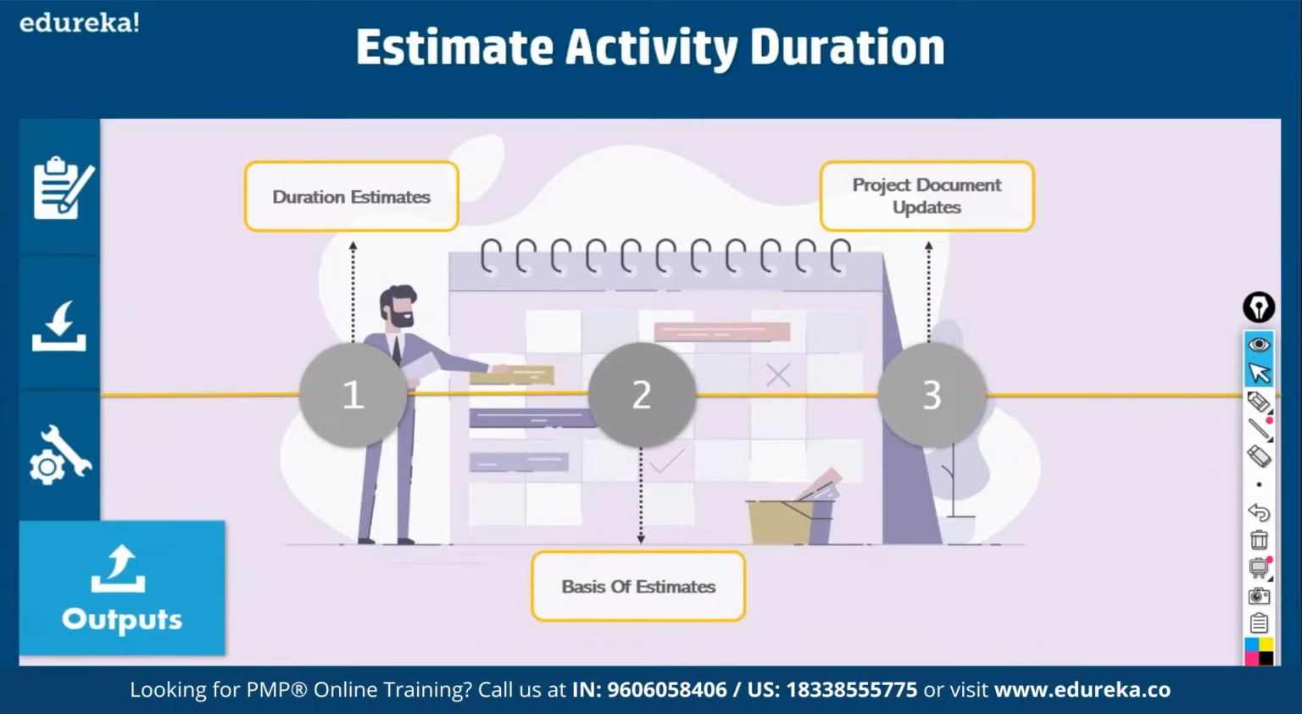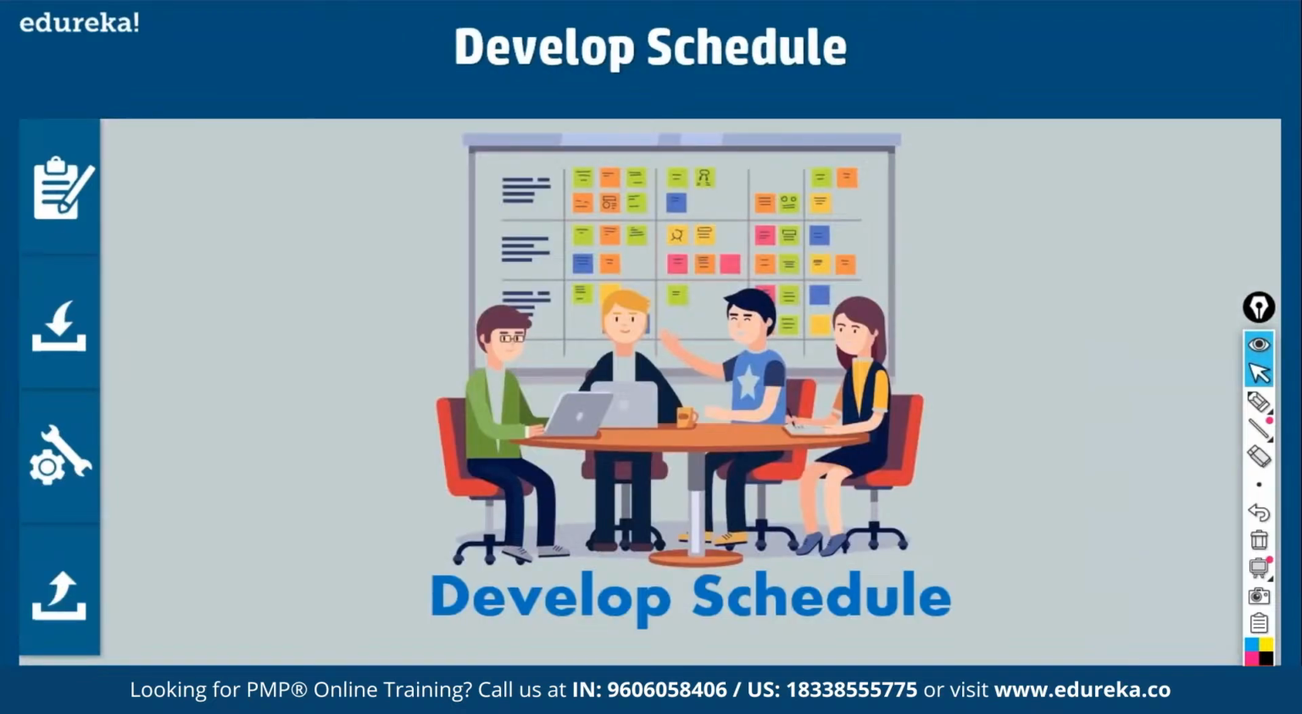Then what else? Project documents will get updated in this process. Now we have the develop schedule process. We have estimated durations for different network diagrams. We have to combine all these network diagrams and develop one big schedule for all the work packages combined. The schedule is for the project as a whole.